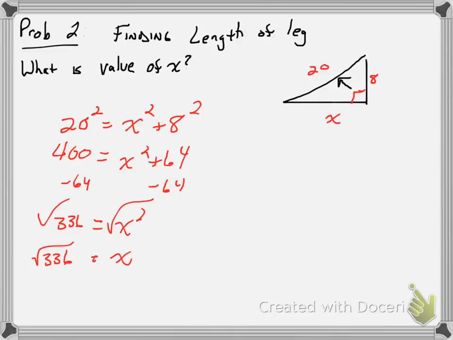Now, we've got to break that down. Again, look for the biggest possible perfect square that goes into it. I'm going to take that and break it down into the square root of 16 times the square root of 21. So x is going to give me 4 times the square root of 21.